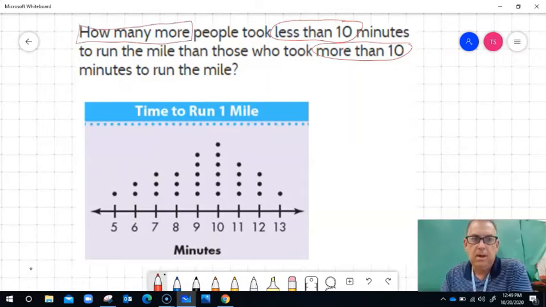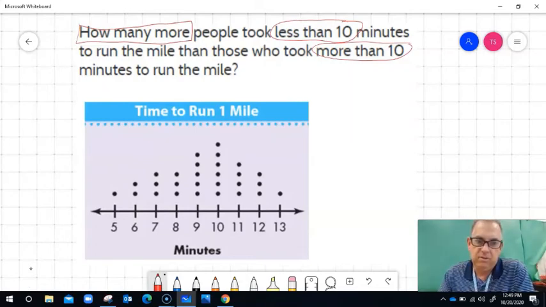And I'm going to go ahead and make sure I understand what the question's asking. So I'm going to read the whole thing again. It says, how many more people took less than 10 minutes to run the mile than those that took more than 10 minutes to run a mile? So the first step in this problem, I think we need to figure out how many people it took less than 10 minutes to run a mile. Go and answer that now.